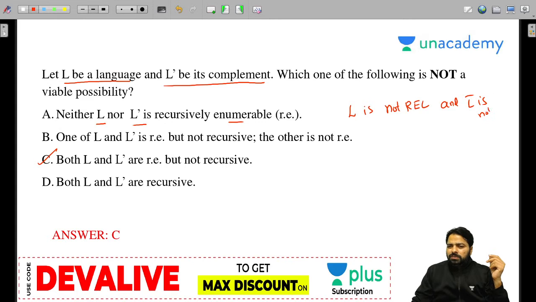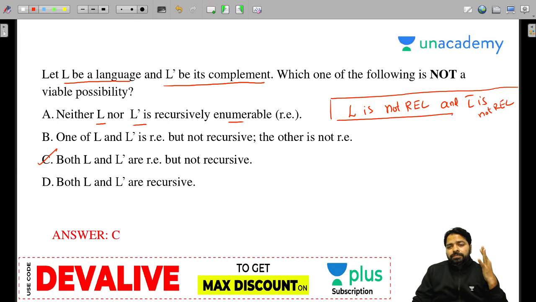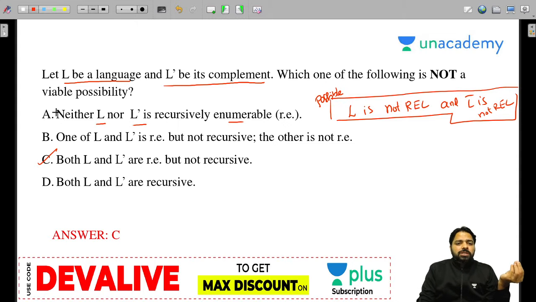Is it not possible? It is possible, guys. This statement is possible, because there are some languages that are not RL whose complement is also not RL. You want the not-possible one. Right, option A we will not choose because it is possible.